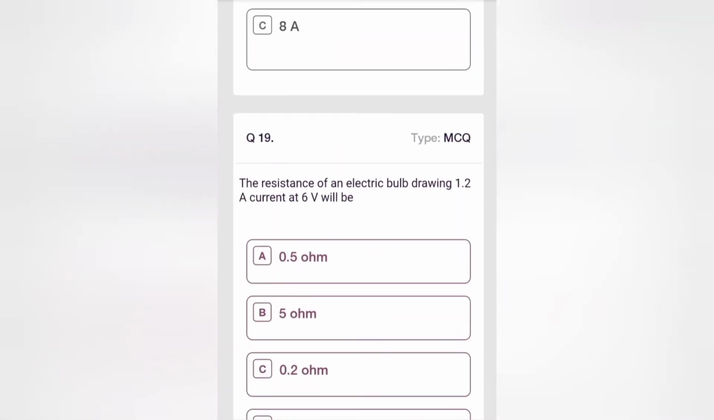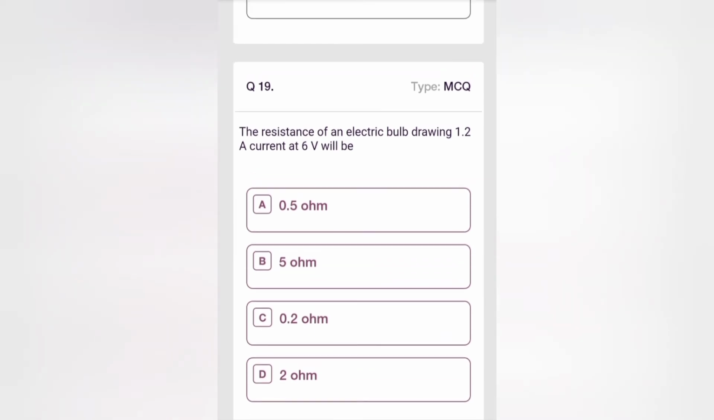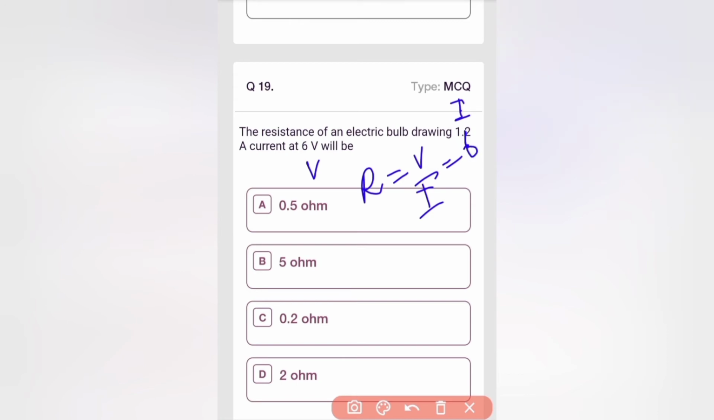Right. 19th question: the resistance of an electric bulb drawing 1.2 amps current at 6 volt will be. So voltage is given, current is given, we need to find R. How to find R? R is equal to V by I. V is 6, and I is 1.2. You multiply numerator and denominator by 10, you will get 60 by 12, which is 5 ohm. Option B is the correct answer.